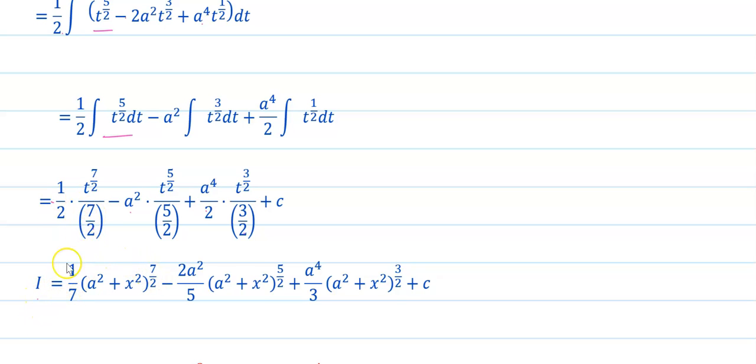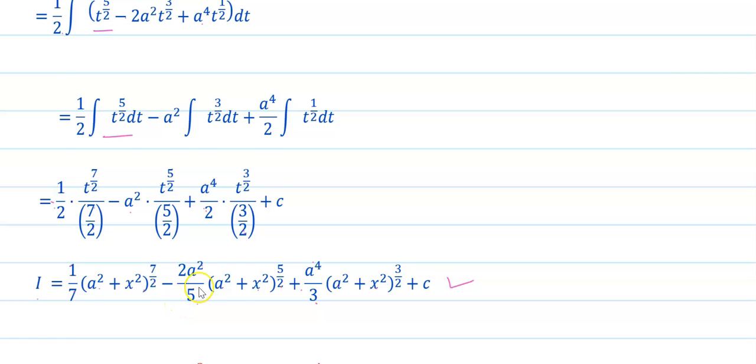You will get I is equals to 1 upon 7. This 2 got cancelled, see. 1 upon 7 in bracket, t means what? a square plus x square raised to 7 by 2. Next, this 2 will come in the numerator. That will become 2a square upon 5. Next, in bracket raised to 5 by 2 means what? a square plus x square raised to 5 by 2, plus this 2 will get cancelled, a raised to 4 upon 3. Next, what is the t? t is a square plus x square raised to 3 by 2 plus c, and hence the integral.